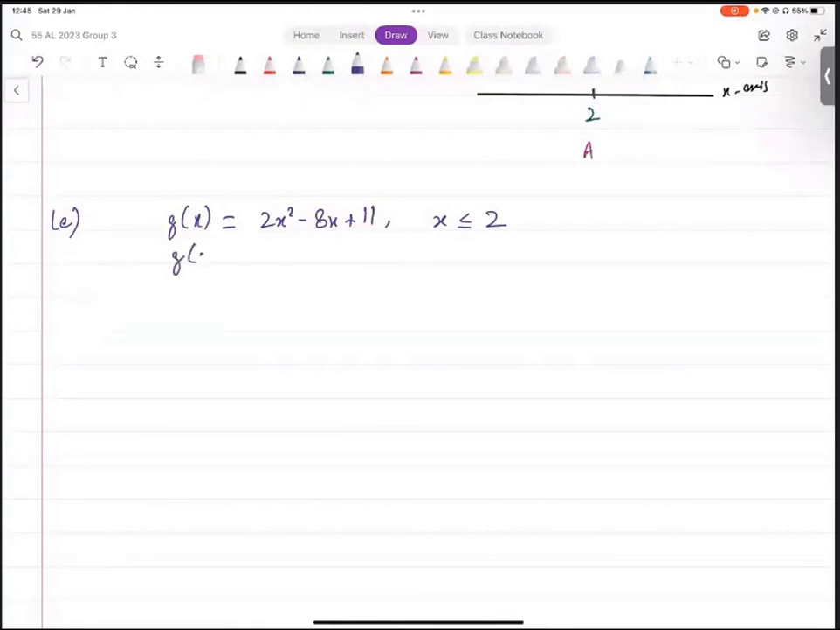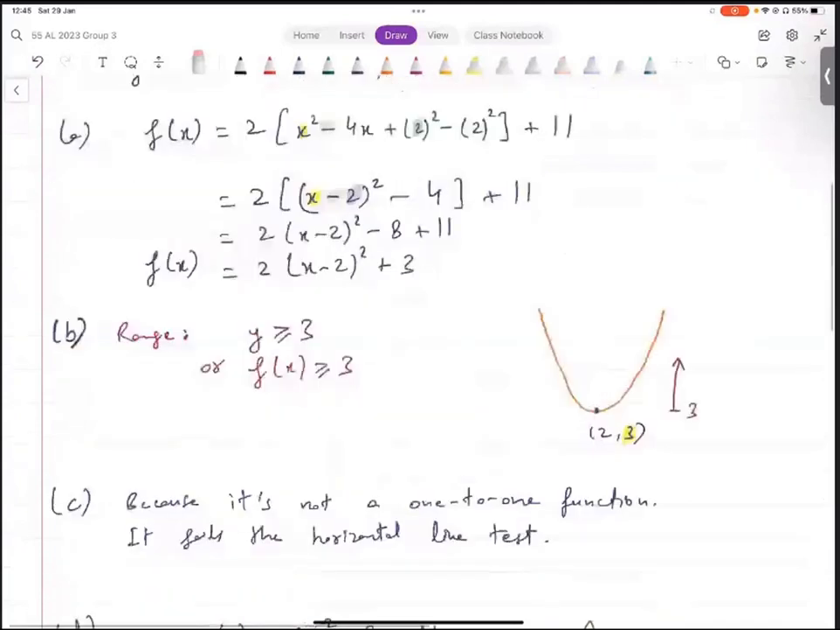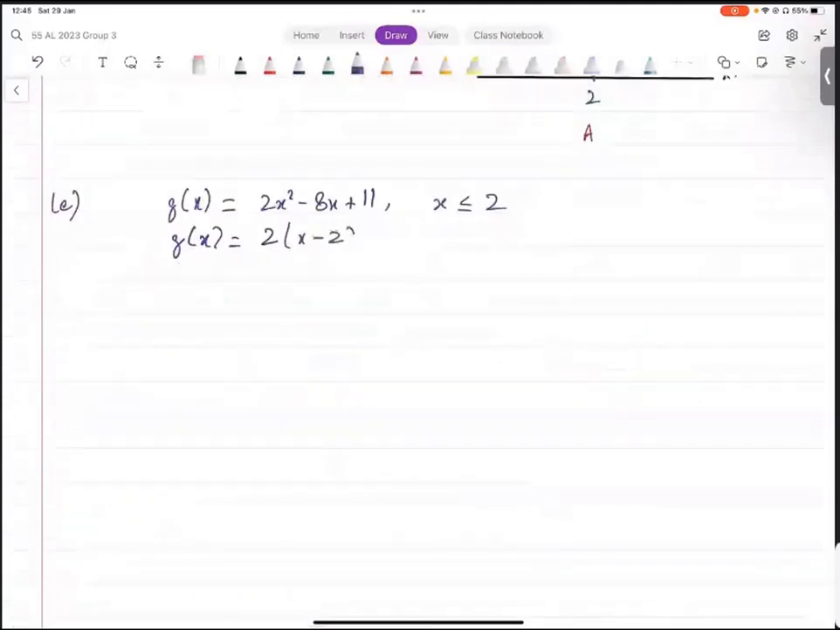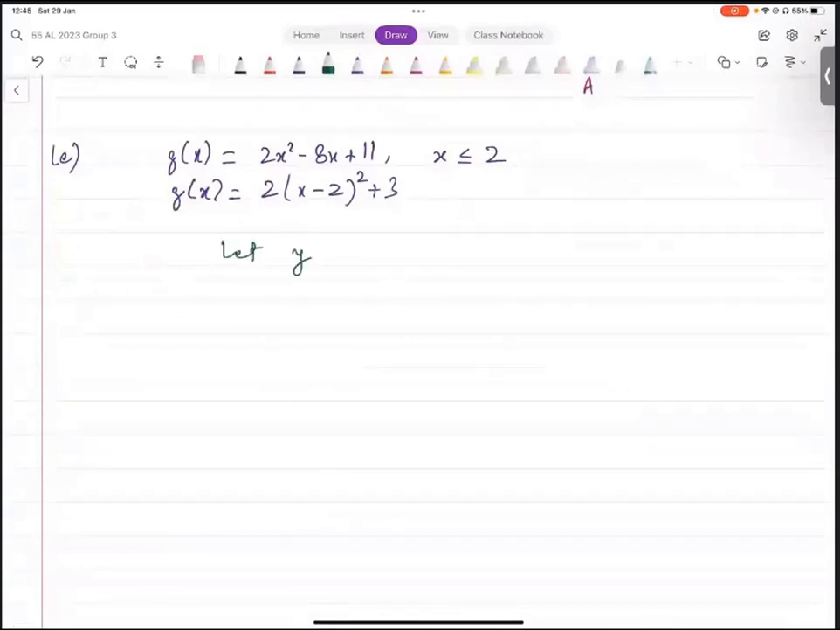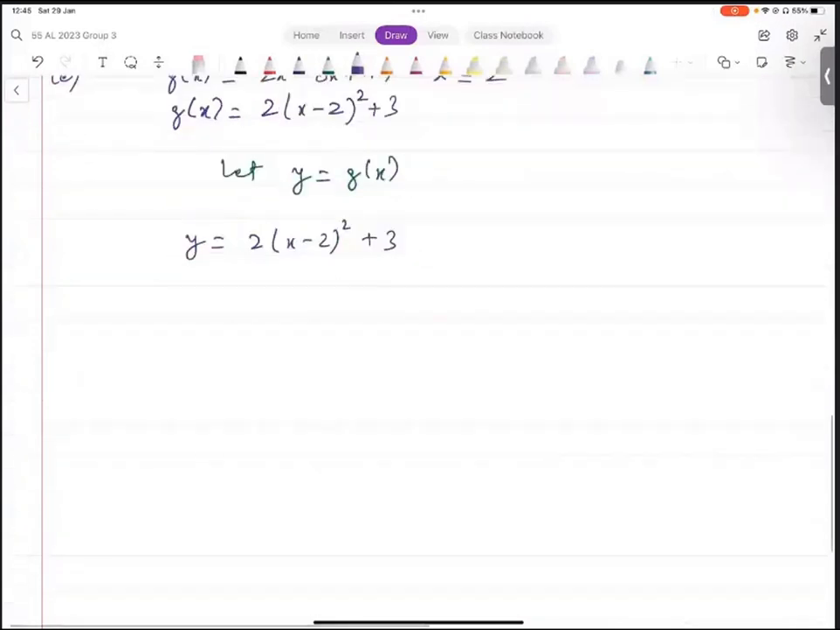You'll say this is actually the same as saying 2 into x minus 4 whole square. No, it wasn't 4. It was 2, I think. 2 into x minus 2 whole square plus 3. That's the completed square form. You can use that here to find the inverse. Okay, so you follow that process. You convert g of x to y. That becomes y equals 2 into x minus 2 whole square plus 3. You make x the subject after this. And that gives you 2 into x minus 3 whole square equals y minus 3.